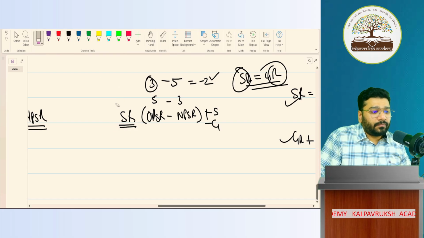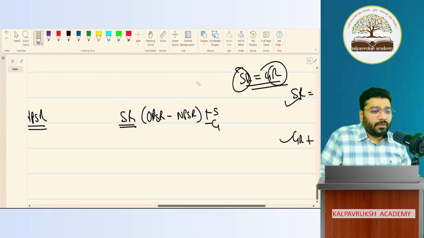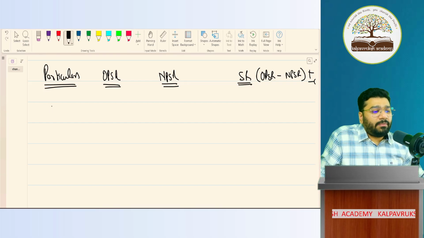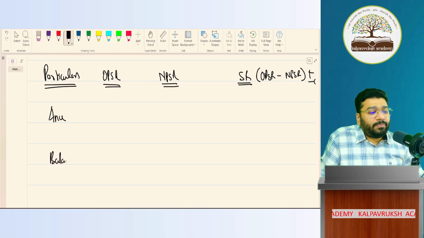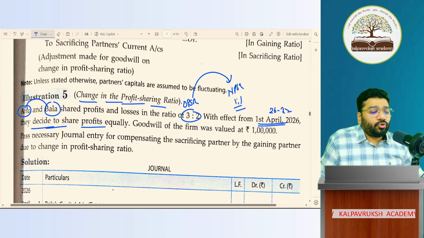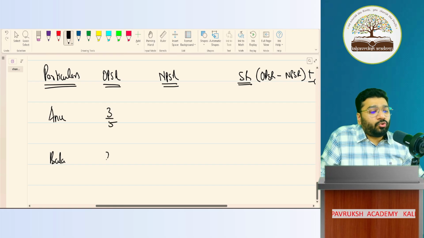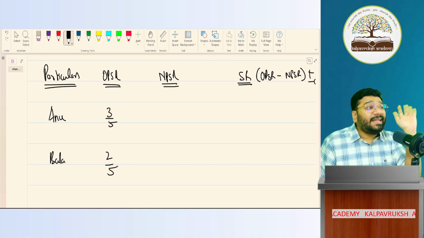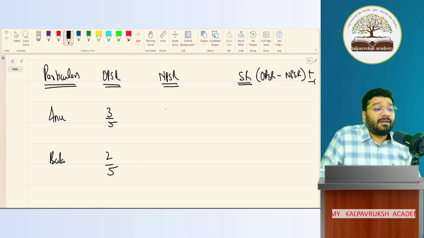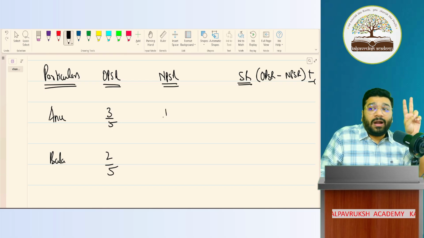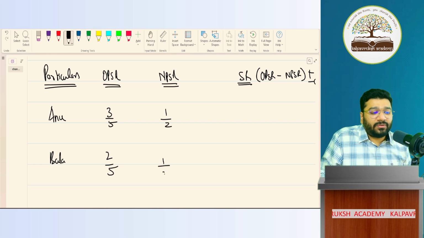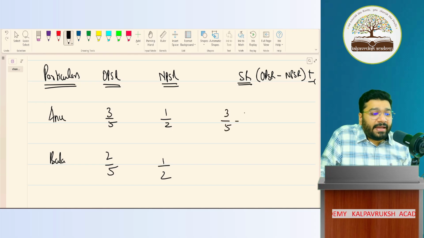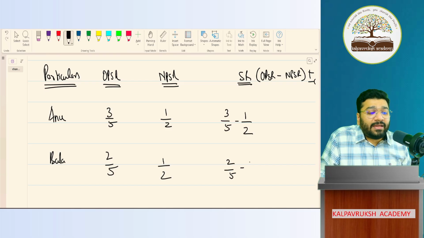Now, till this, all of you are comfortable? Now, partners' names, please. Anu and Bala. Can you please tell me their old profit sharing ratio? 3:2, which means 3 by 5 and 2 by 5. Very good. Are the new profit sharing ratios directly given or is a hint given? Directly given, which is 1 by 3. Two partners, 1:1, means 1 by 2. Very good. Formula: OPSR minus NPSR. 3 by 5 minus 1 by 2.